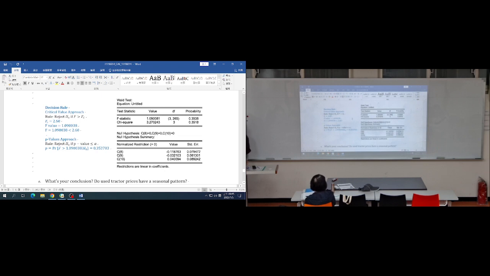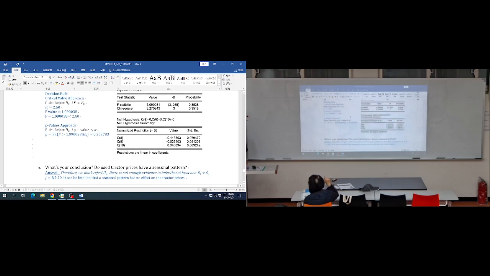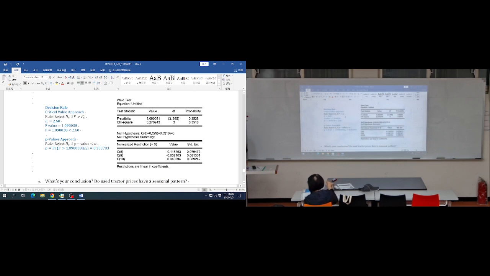This is what we call the partial F test. There are so many kinds of Wald tests, and this is one of them. When you say Wald test, it really means many things, but this is also one of the Wald tests. Since we are talking about these questions, usually we call this the partial F test.